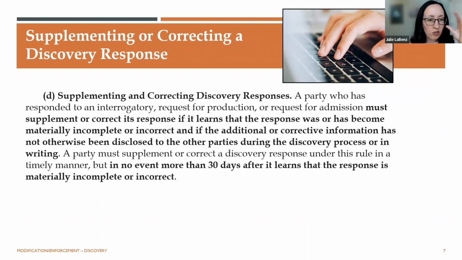Let's say you responded to a discovery request, but then you realize that you need to supplement your response because new information arose, or you need to make a correction. You can do that under this rule. In fact, you must supplement or correct a response if you learn that the response was or has become materially incomplete or incorrect, and if the additional or corrective information has not otherwise been disclosed already. And you're supposed to do that within 30 days of learning that the response is materially incomplete or incorrect.